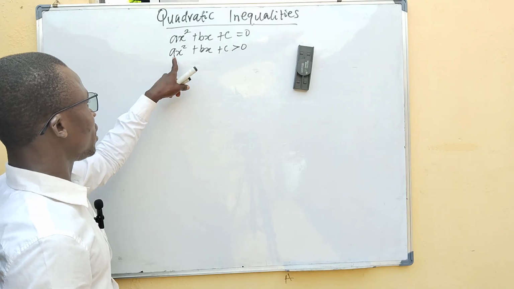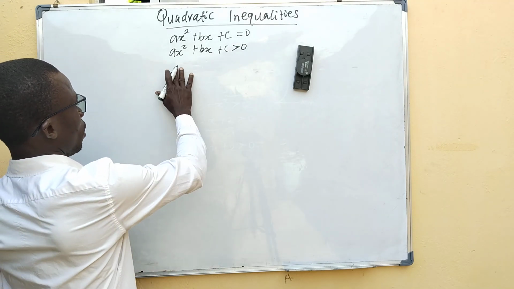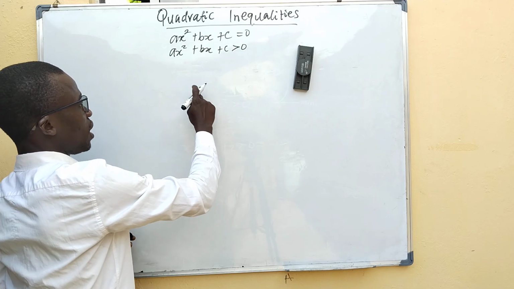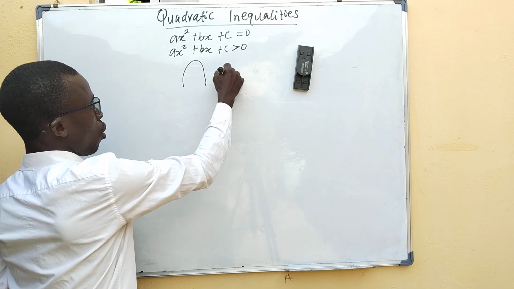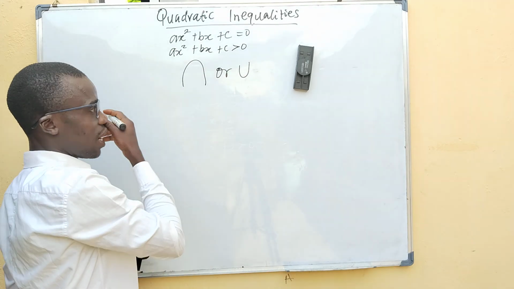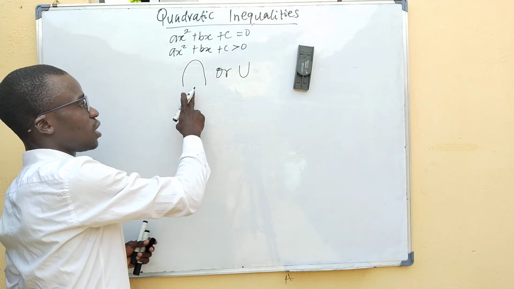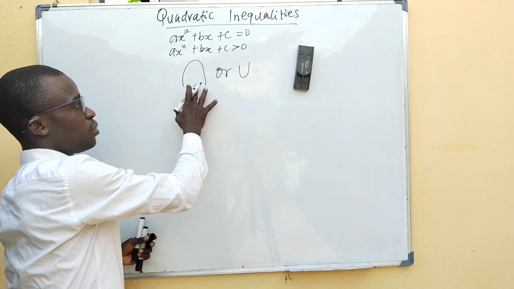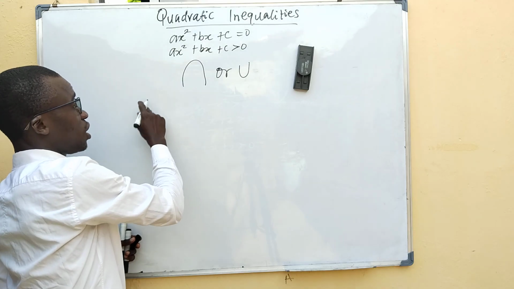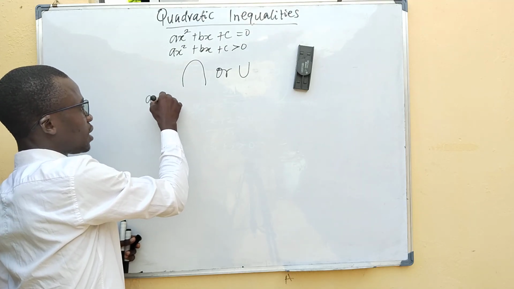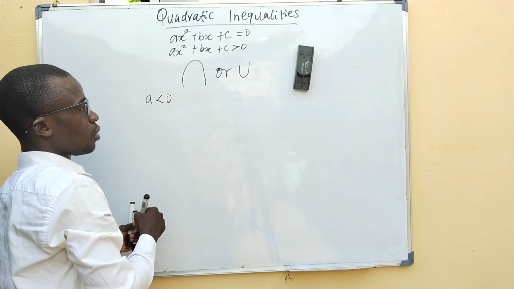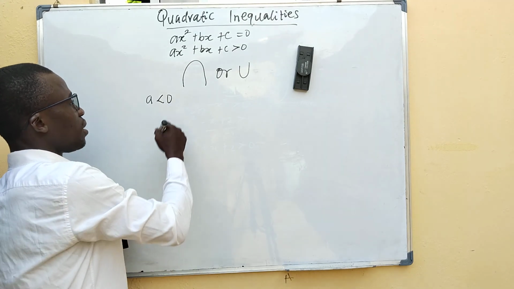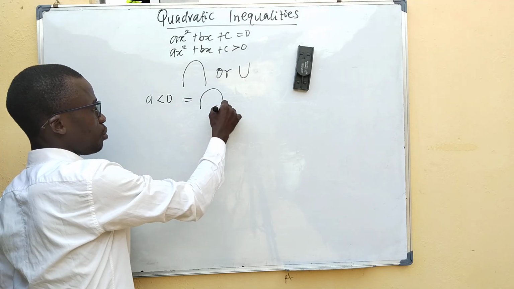Now, in this part of mathematics, the two shapes we are expecting in a quadratic graph are N shape or U shape. Our graph is going to be N shape or U shape. So what is the criteria for my graph? For any quadratic graph to be N shape, the condition is that the value of A must be less than 0. If the value of A is less than 0, my graph will be N shape.